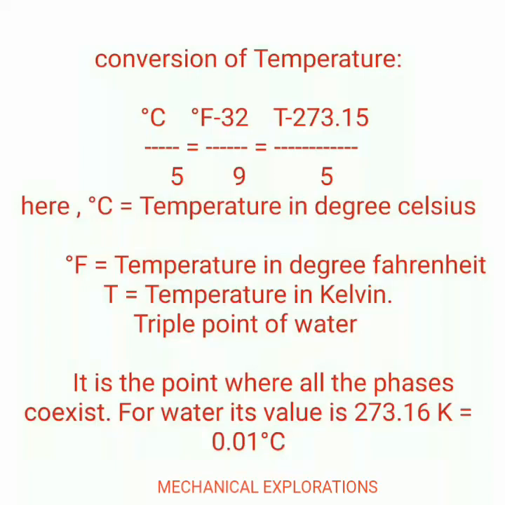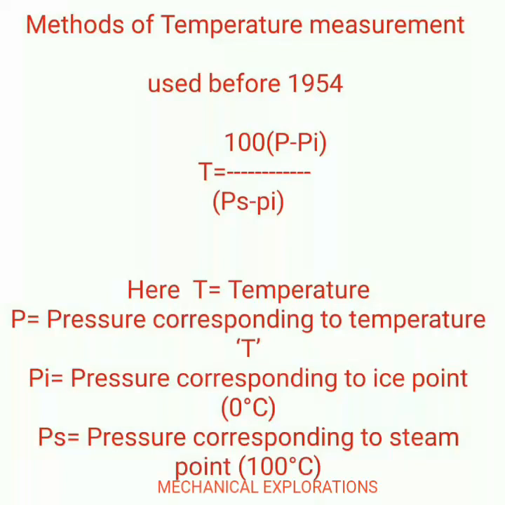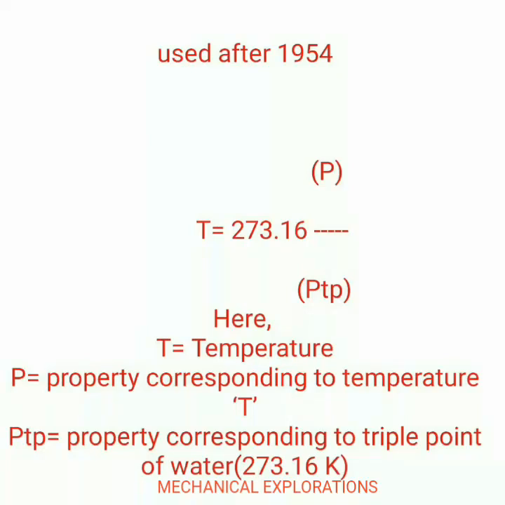It is also specified that there is a point where all three phases coexist. It is known as the triple point of water. Now, methods of temperature measurement. The method used before 1954 is T = 100 (P - Pi)/(Ps - Pi). Here Pi stands for pressure corresponding to the ice point and Ps stands for pressure corresponding to the steam point. After 1955, it is termed as T = 273.16 P/PTP, in which PTP is defined as the property corresponding to the triple point of water, in which all phases coexist.